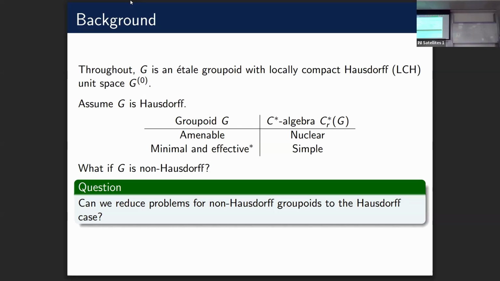What's my multiplication? On the outside, I just take Z/2Z. In the center, I have the Klein 4 group. Again, this is a non-Hausdorff groupoid. Maybe you don't believe me, but again, it is.